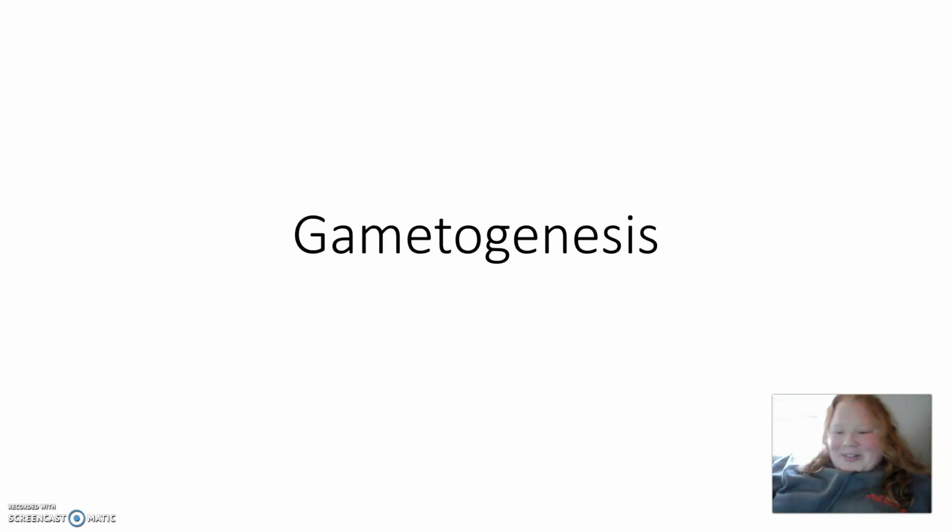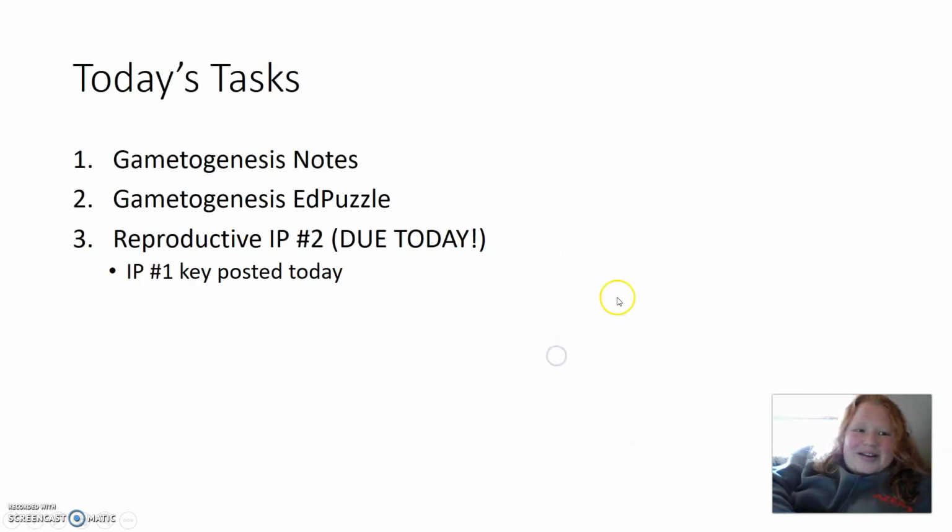Okay, so gametogenesis. Let's do this. Things that you are responsible for doing today, taking these notes. These notes are very short. It is imperative as you take these notes to draw the pictures, okay? Don't just watch this and write down 2 things and be like, okay, I'm done. Draw out what spermatogenesis is and what oogenesis is, okay? Draw the pictures. Second is to watch an Ed puzzle. The Ed puzzle is about 7.5 minutes long. And then third is to do reproductive IP number 2.